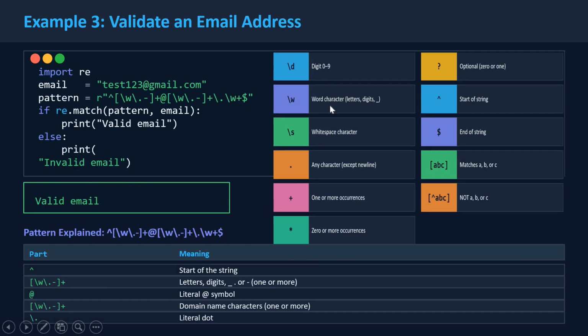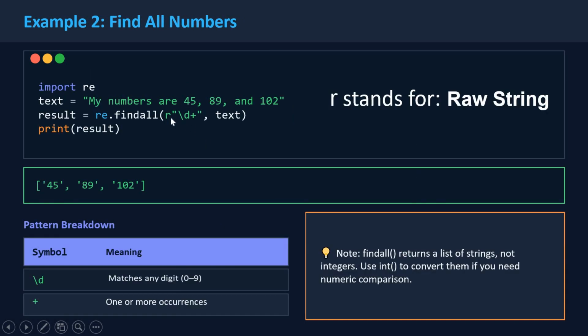Now here we have to understand the pattern. Backslash d is for digit, and plus represents one or more occurrences. So it is saying that if there is any number, it may have one occurrence or more than one occurrence, so please check that from the existing string. It will check only the digits. It starts from the first index and finds 45, 89 and 102. These are the three different numbers in this string, and they will be given in the form of strings.